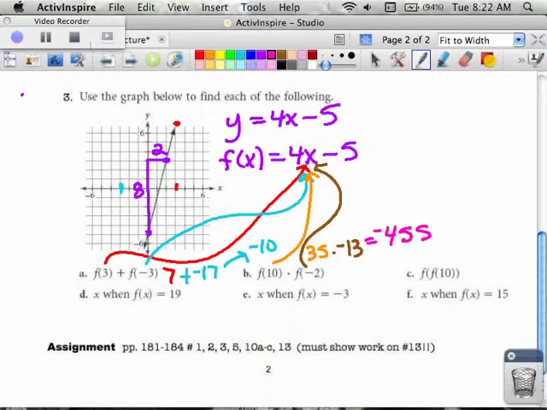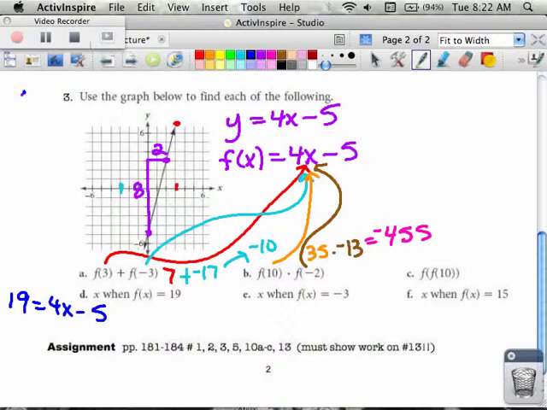We're going to skip letter C for right now. And we're going to do the last 3. So in the last 3, what I notice is this time they give me the answer. They want me to find the x's. So now what I'm going to do is have that number equal to the equation and then solve it. So for example, in letter D, I'm going to say that my 19 is equal to 4x minus 5. Because the 19 is what comes out. Then I solve that equation.